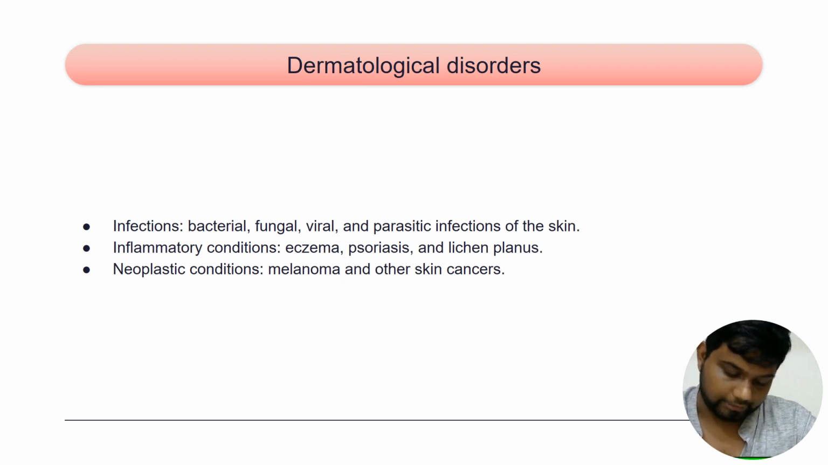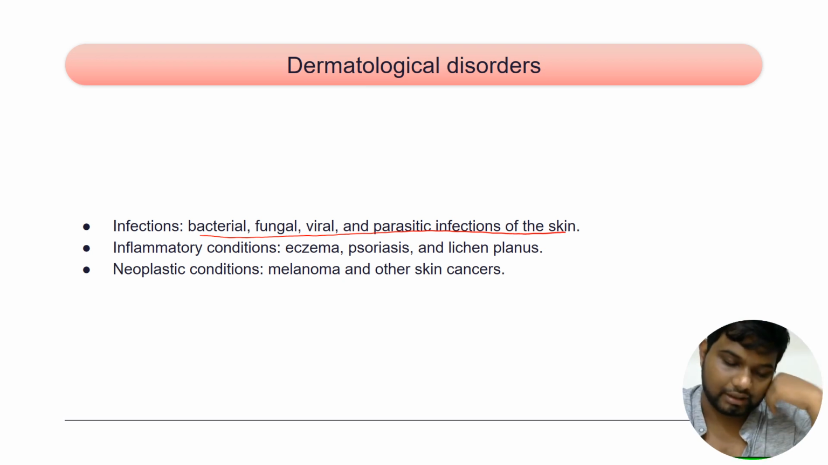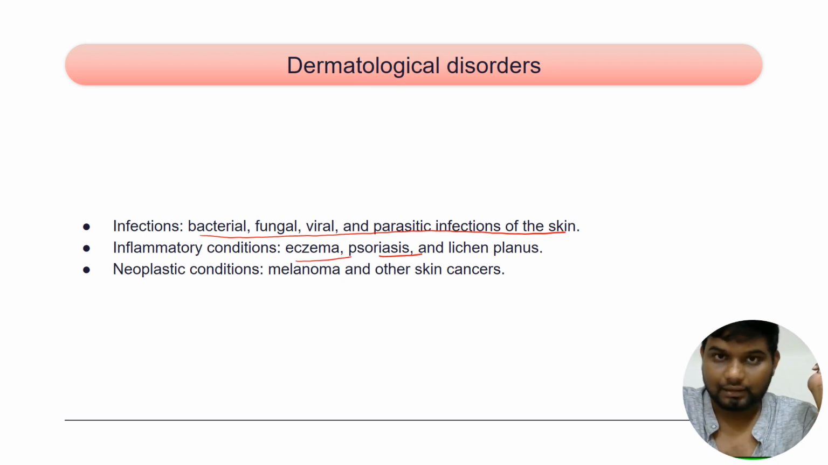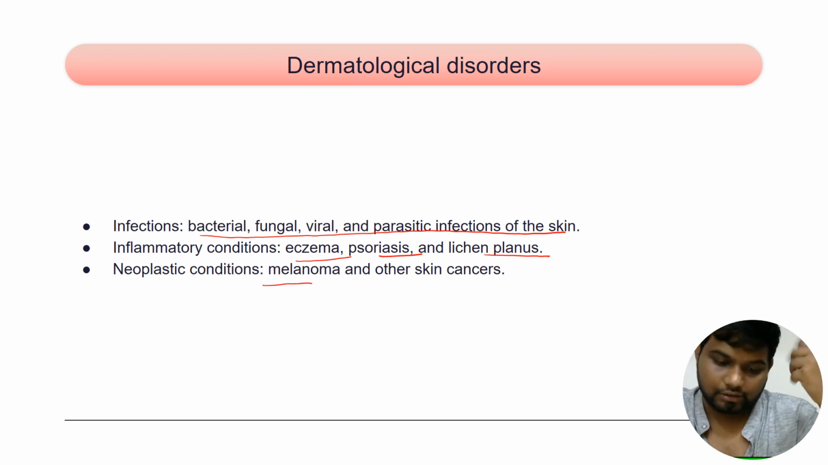So speaking about the dermatological disorders, the very first one is infections, where you see bacterial, fungal, and viral infections on the skin, and sometimes parasitic too. And apart from that, you have inflammatory conditions like eczema, psoriasis, and lichen planus. And apart from that, some neoplastic conditions like skin tumors, like melanoma, and other skin disorders that you have to remember. These fall under the category of dermatological disorders.